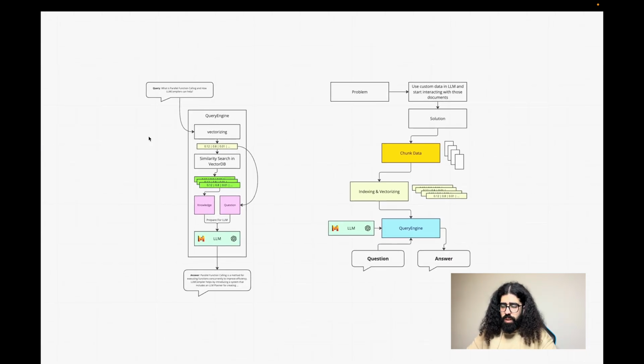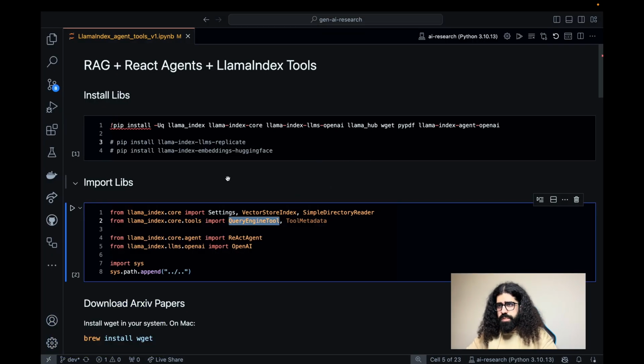Now let's go to the code. The first step is installing the necessary packages. In this episode, we are using LlamaIndex as our orchestration tool. So we install LlamaIndex core, LlamaIndex, and the OpenAI related libraries of LlamaIndex.